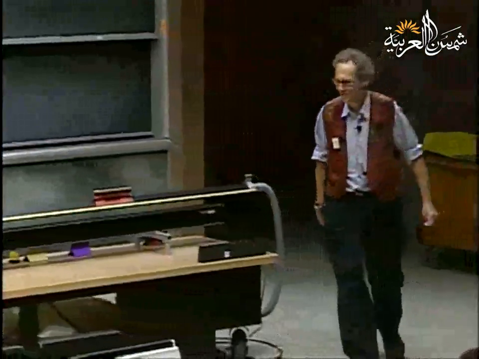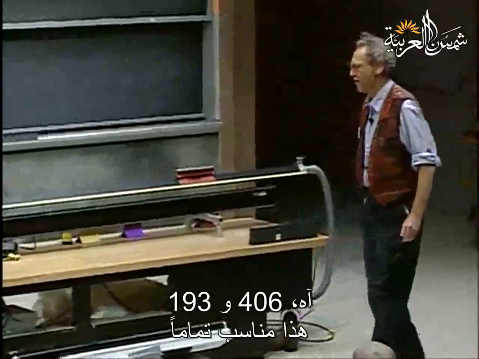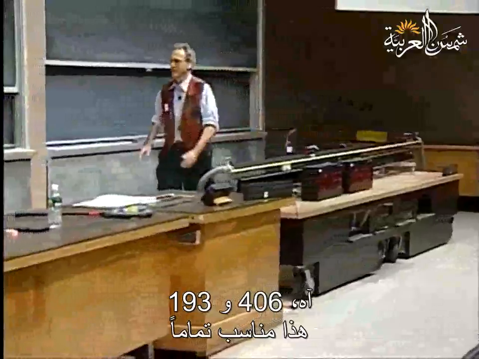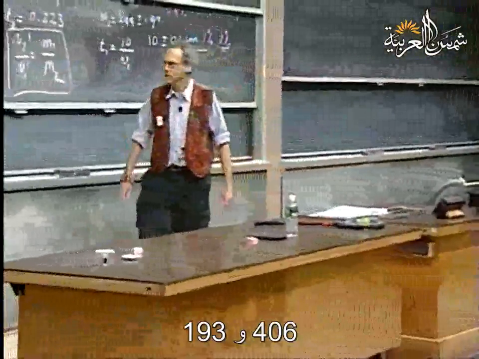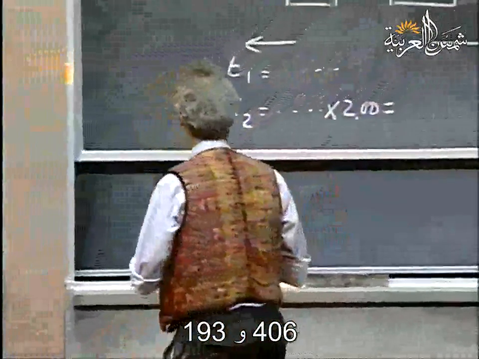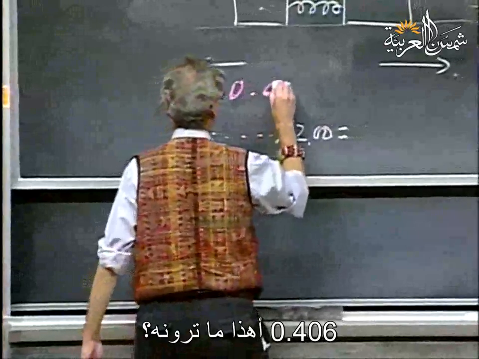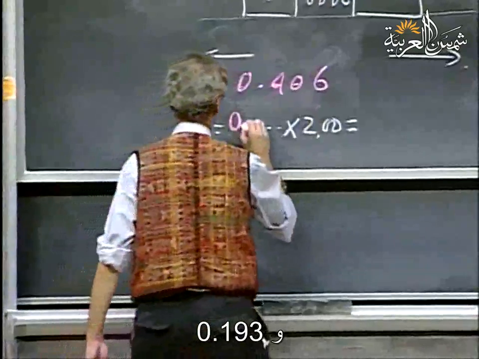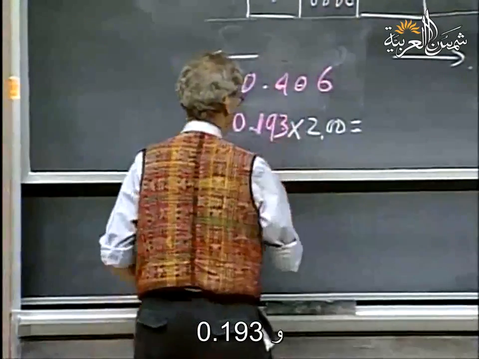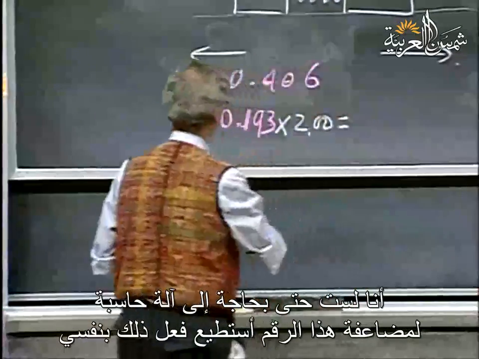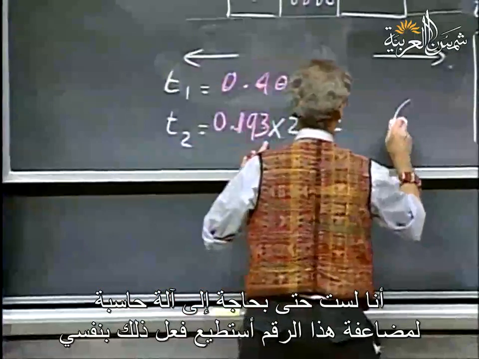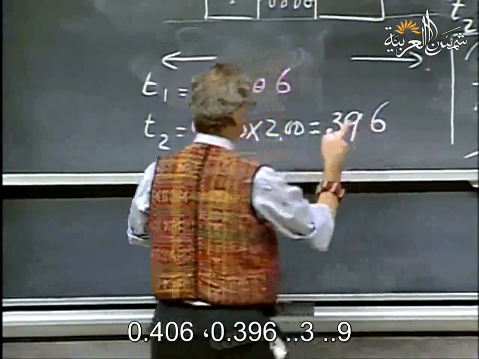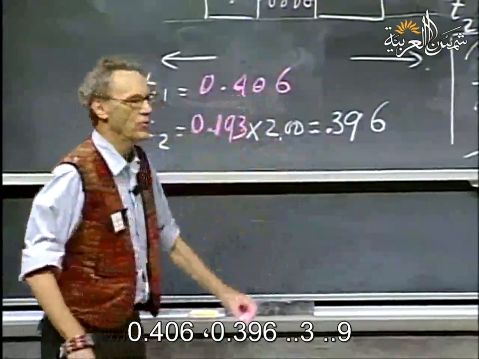What do you see? 406, 193. Whew! On the button! 406 and 193. 0.406, is that what you see? Yeah? And 0.193. Now I don't even need my calculator to multiply this by 2. I can even do that by heart. 9, 3, 0.396, 0.406.